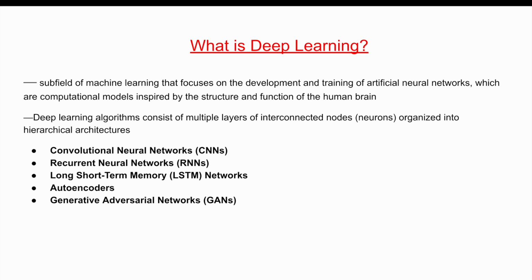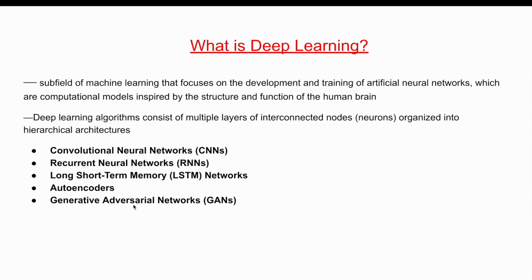And then we also have autoencoders, which are a type of neural network architecture used for unsupervised learning and dimensionality reduction. They consist of an encoder network that compresses input data into a lower dimensional representation, that's encoding, and a decoder network that reconstructs the original input data from the encoding.